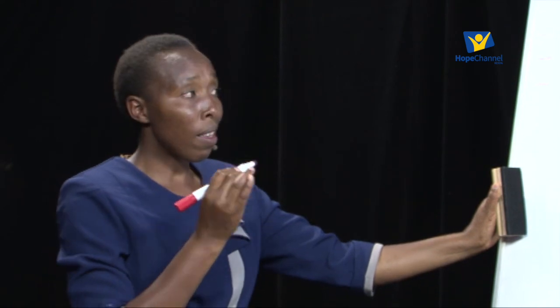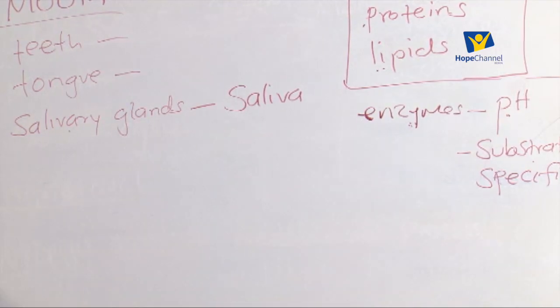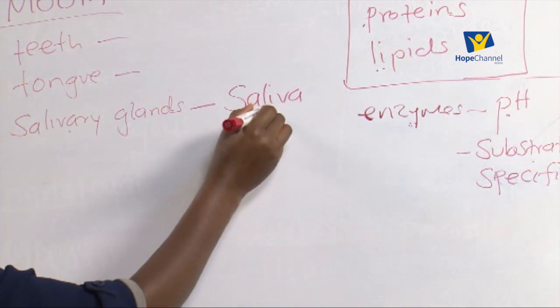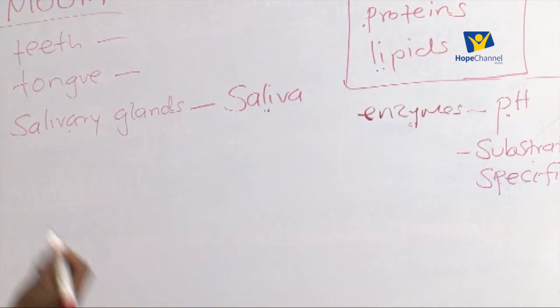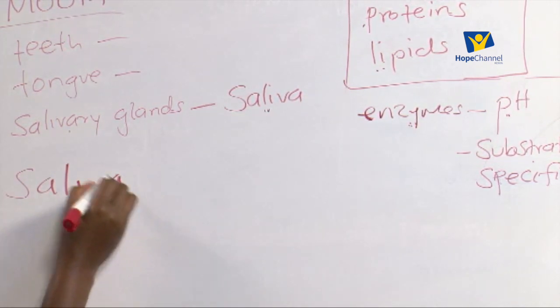Why am I mentioning alkaline? Because remember I said enzymes are sensitive to change in pH. So a given enzyme will work best at a given pH. There are those enzymes that work best in an acidic environment, other enzymes that work best in an alkaline environment, and those that work best in a neutral environment, not acidic, not basic. But you realize that the enzyme produced by the salivary glands is in the mixture of saliva. So what consists of saliva? Let's first list what is in the saliva.